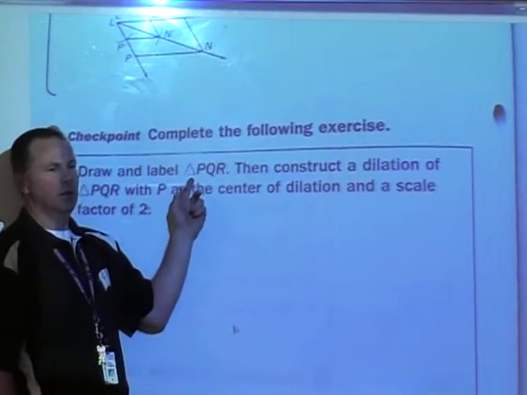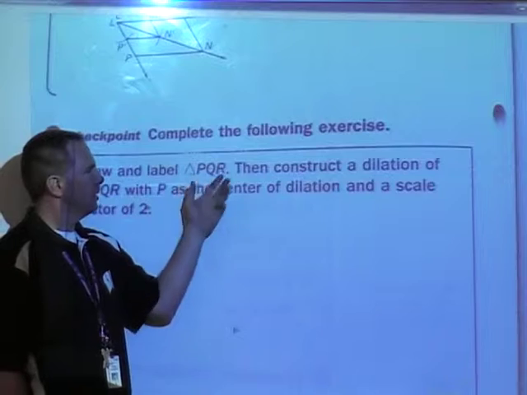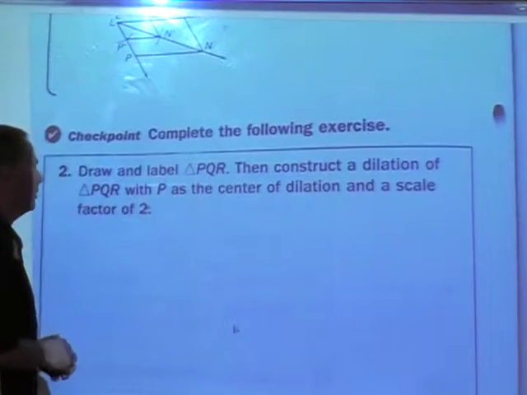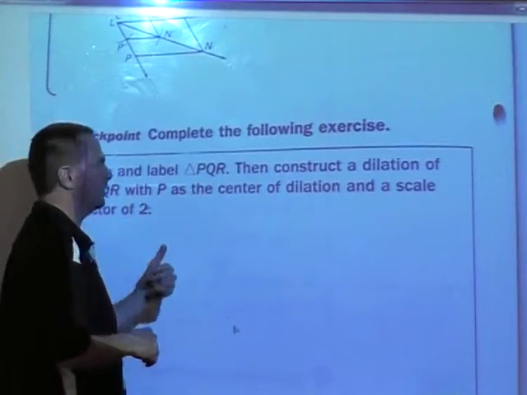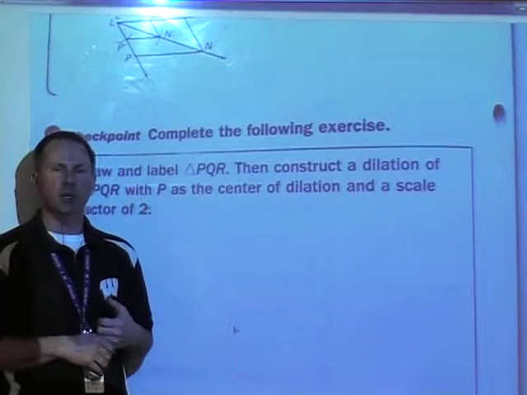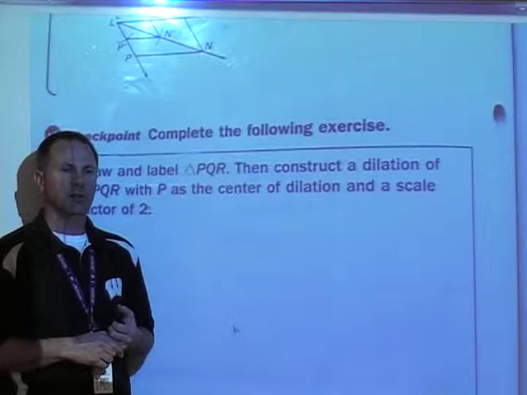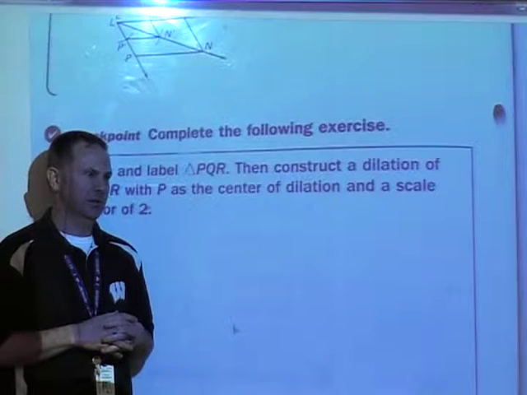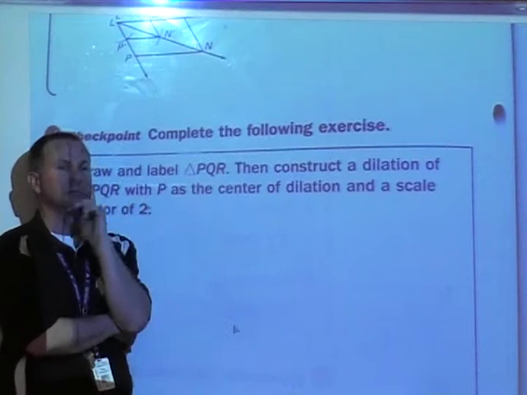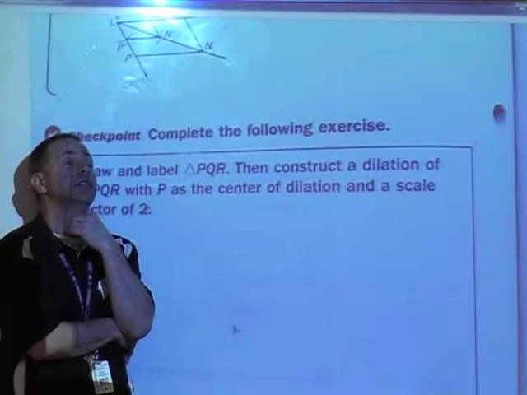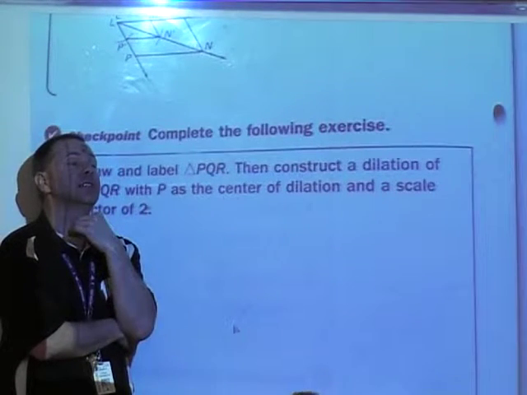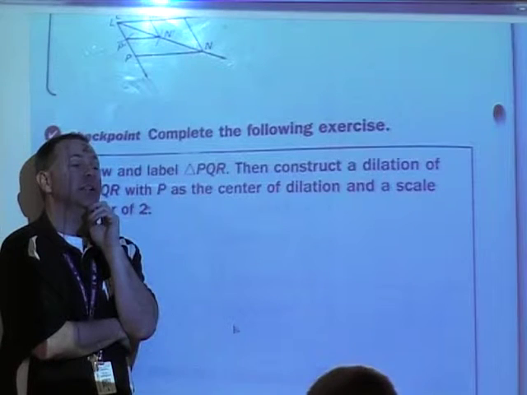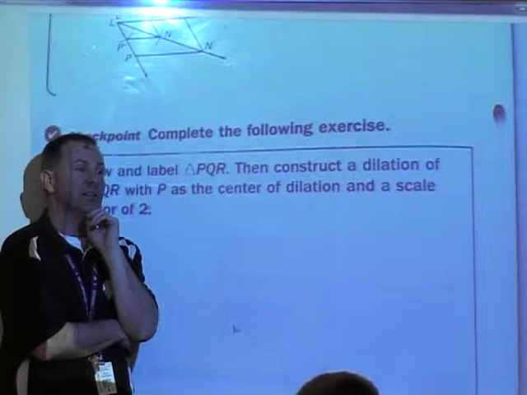Draw and label triangle PQR. Then construct a dilation of PQR with P as the center of dilation and scale factor 2. So, is my pre-image smaller than my image? No, bigger. It's double, twice the size. Is my pre-image smaller? Yes, it is smaller.